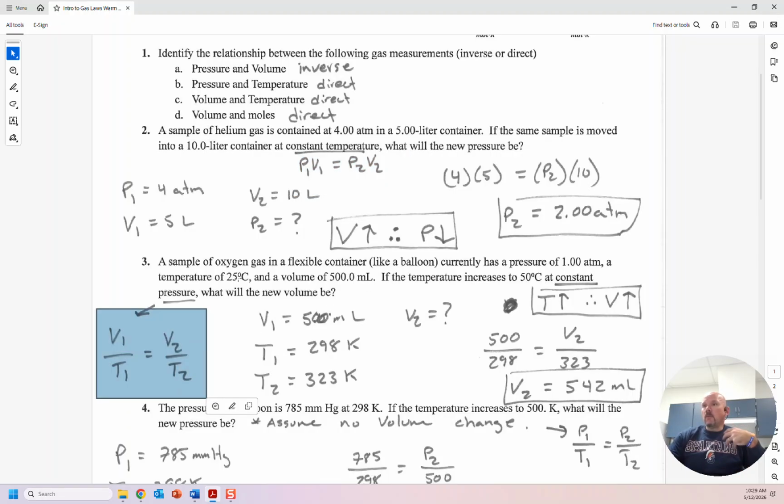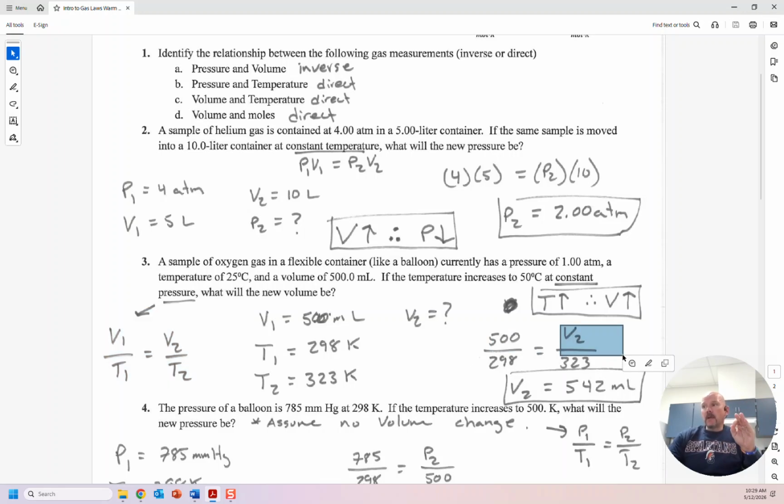The temperature went from 25 degrees Celsius to 50 degrees Celsius. So the temperature increased, so the volume should also increase. So our V2, that's what we're solving for in this question, should be higher than V1. Our V1 was 500 milliliters.